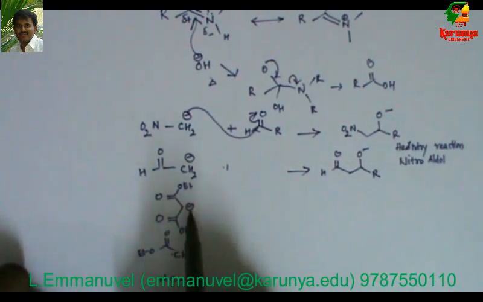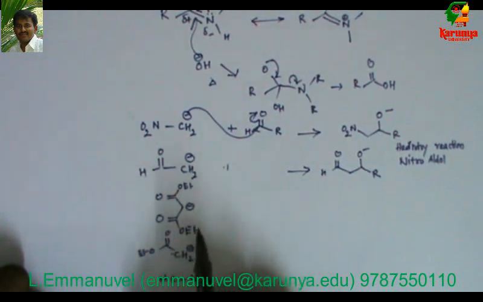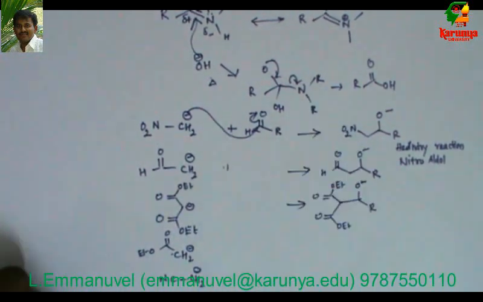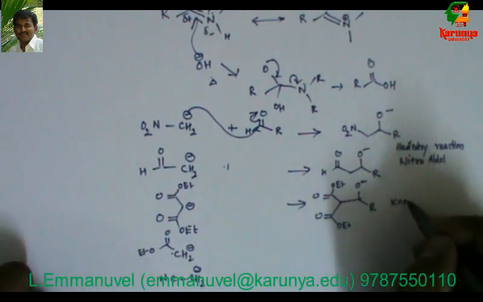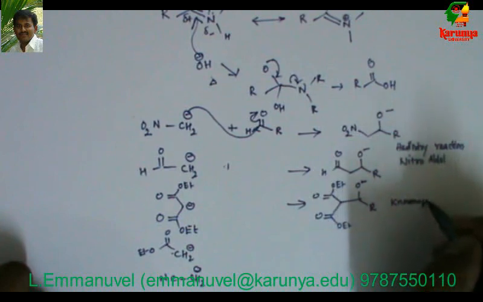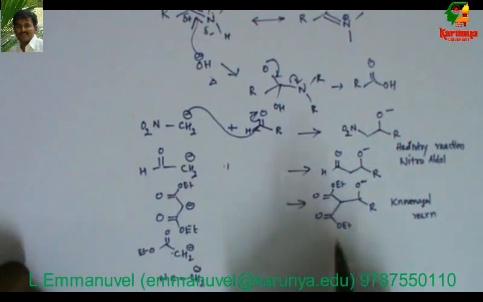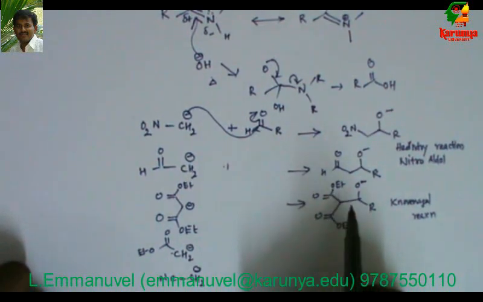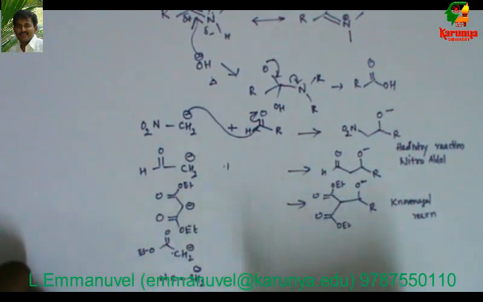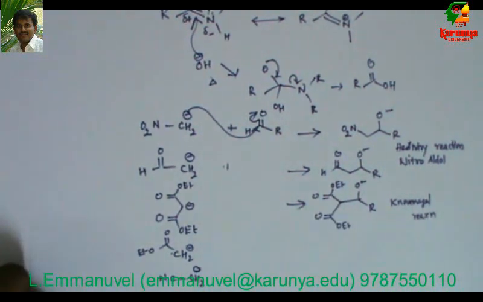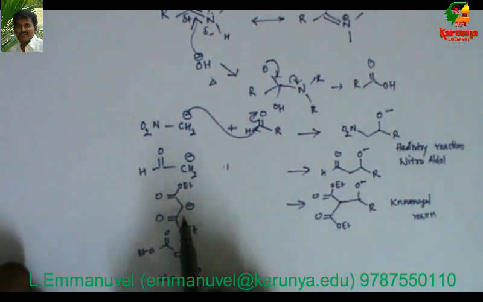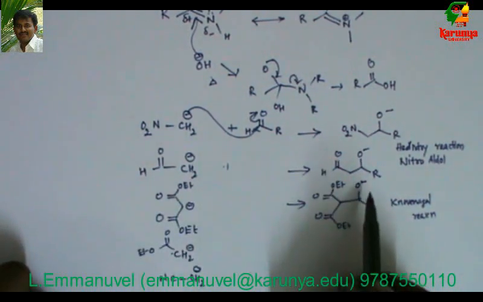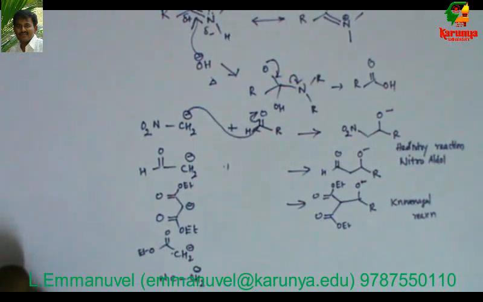What about this carbanion generated from active methylene compounds? This also will attack. It will give you the corresponding product. So this is called the Knoevenagel reaction. You check the spelling, it is wrong. This is the first step in the Knoevenagel reaction. Further, it gets decomposed, eliminates water to give an alpha beta unsaturated acid. But this is the first step. The carbanion attacks the aldehyde to give the corresponding addition product.